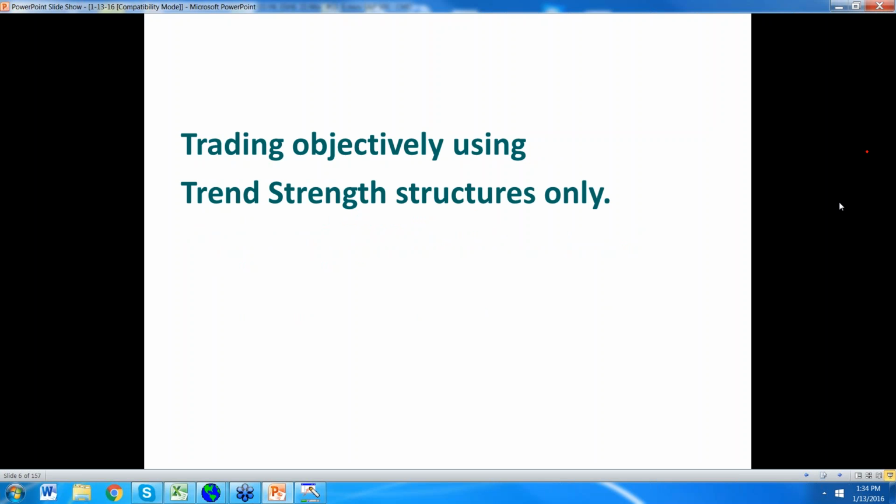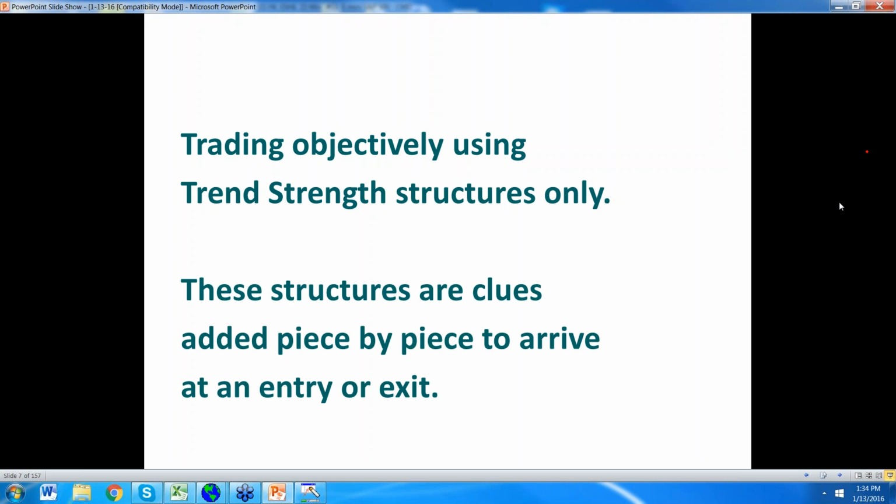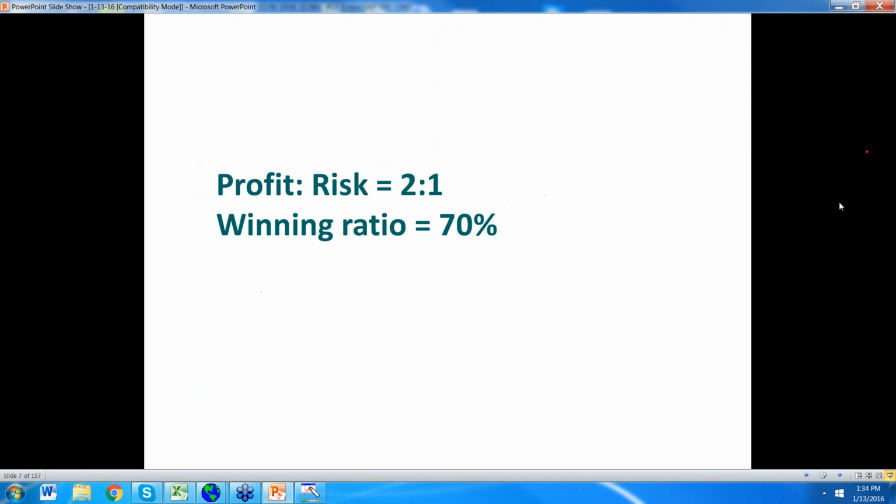We will trade objectively using what I call trend strength structures only. Okay, that's basically my basic angle, if you will: trend strength. Now these structures are actually the clues added piece by piece to arrive at an entry or an exit, right?